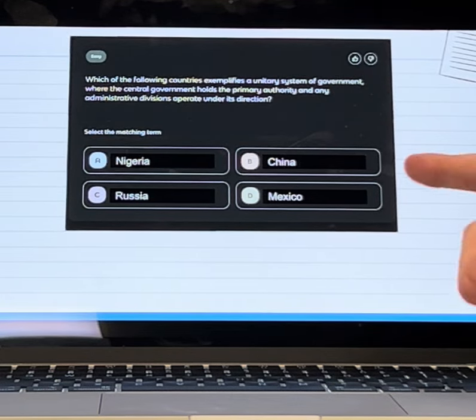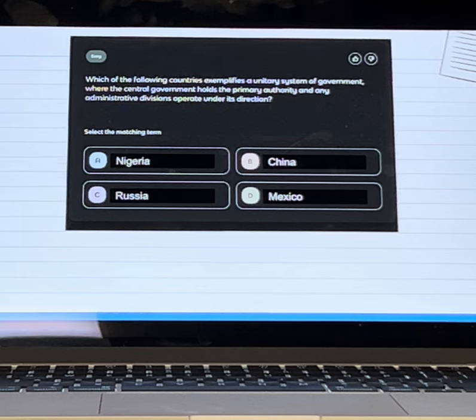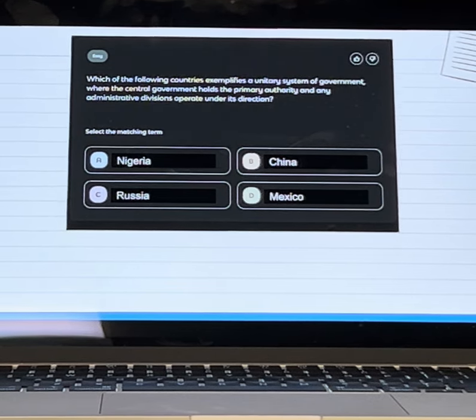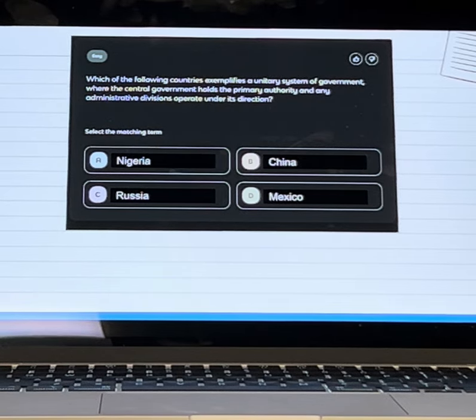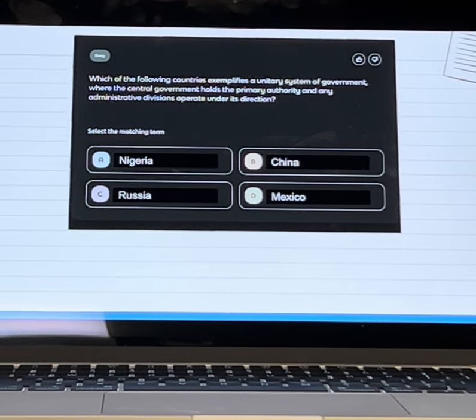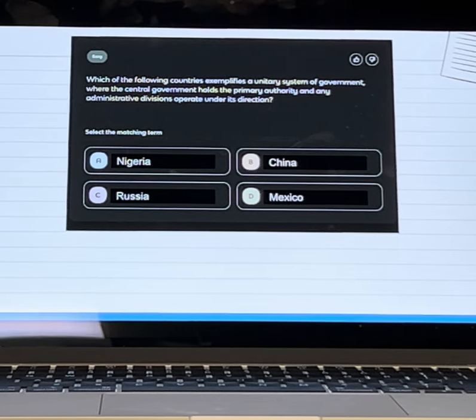I had to change this one because it had all non-course countries. It was like Australia, Switzerland, United States, and something else. Okay, edit. Which of the following countries exemplifies a unitary system of government? Nigeria, China, Russia, and Mexico. I did put Russia on there to try to trick you. Which one is a unitary system?